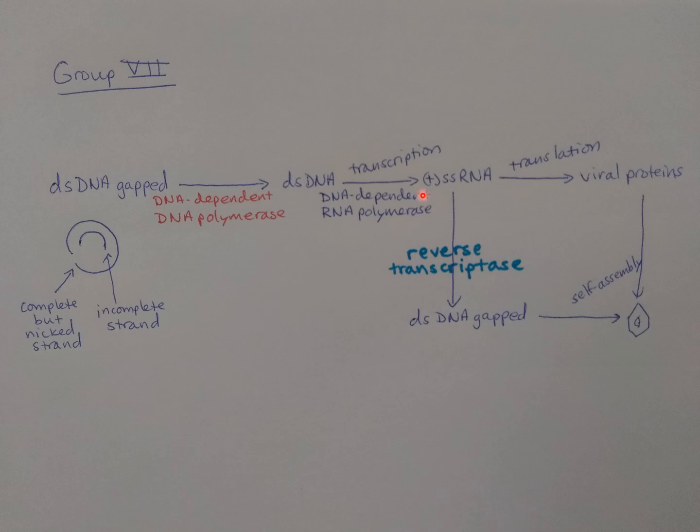And then from the viral messenger RNA, the plus single-stranded RNA, we will take that and make the double-stranded DNA that's gapped. So we're going from RNA and then making DNA from that. So that's reverse transcription. That's where the enzyme reverse transcriptase that the virus brought in will work. So that step is completed, and then we'll just put everything together and make more hepatitis B virus.